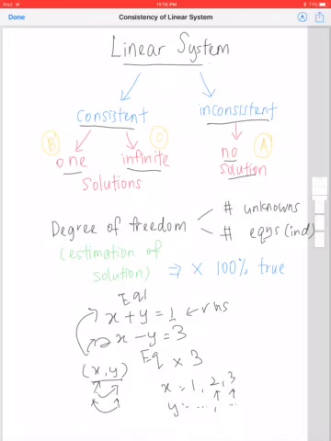And I have told you that you can use the degree of freedom, where you have the number of unknowns and the number of equations, which must be independent. So using the difference between the number of unknowns and the number of equations, you can check whether the system has one solution, infinite solutions, or no solution. But bear in mind, this is just an estimation of solutions. It does not represent 100% true whether the system of linear equations will have one, infinite or no solution. So this is just an estimation.